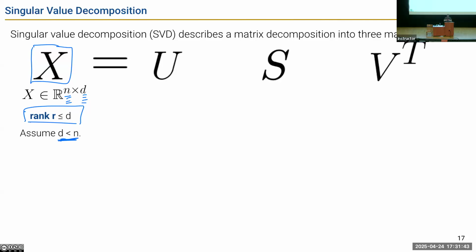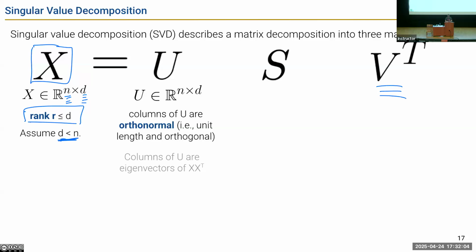So we decompose X into three separate matrices: U, S, and when you run SVD, you're going to get back V transpose. So today we're going to talk about both V and V transpose. Just keep that in mind. We're going to be talking about both of them. The rows of one are the same as the columns of the other. We'll get you there.